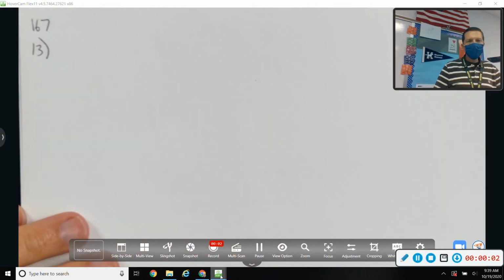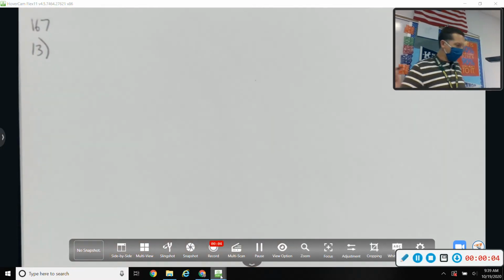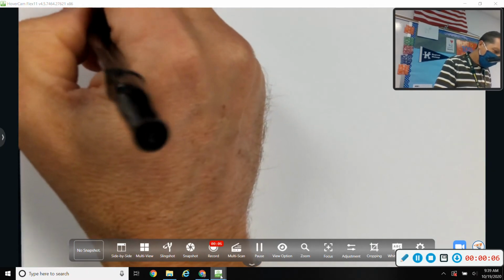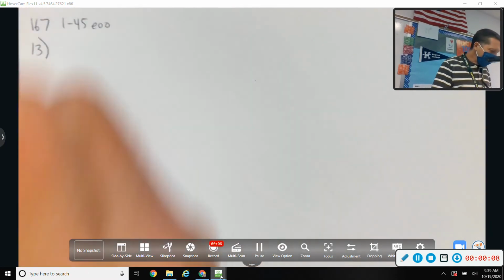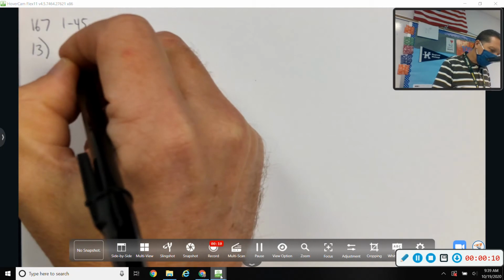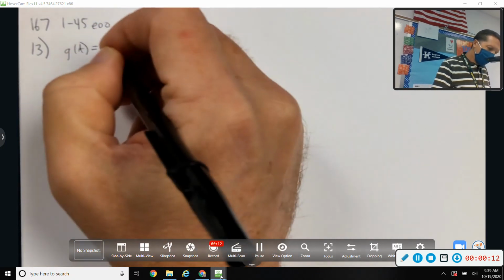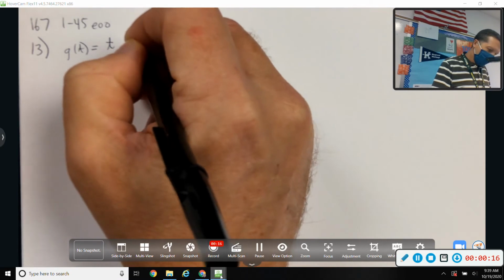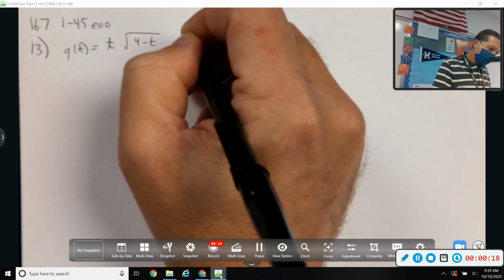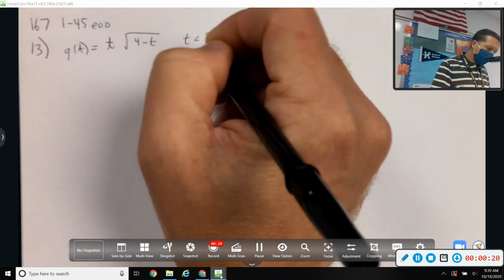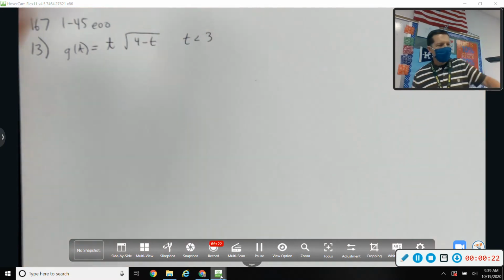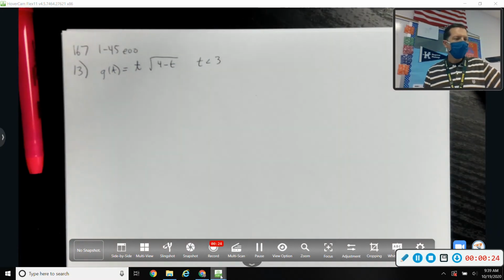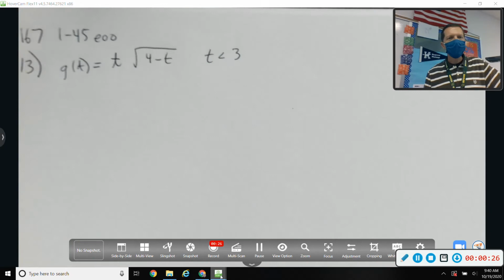All right, so from Friday's assignment, page 167, 1 through 45, every other odd. Let's look at number 13. G of t equals t times the square root of 4 minus t. And we've got this little restriction on there that t has to be less than 3. We'll see if that matters in a minute.